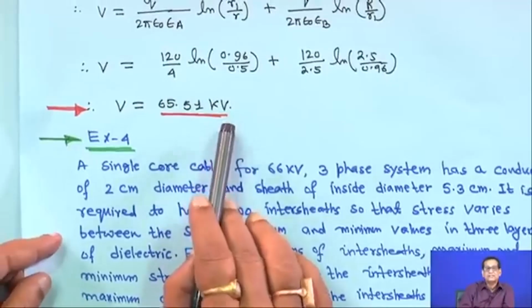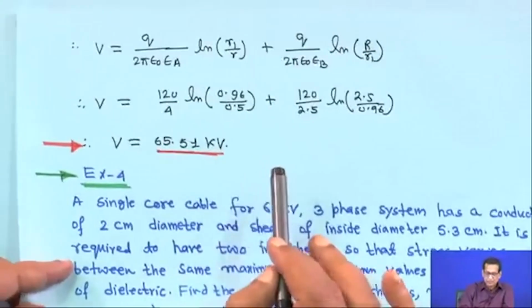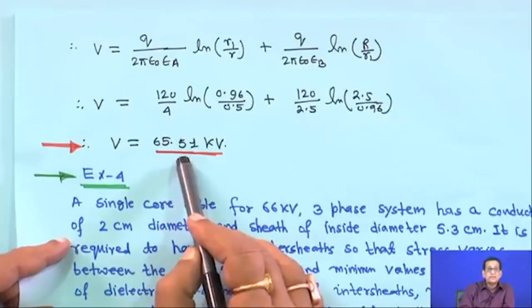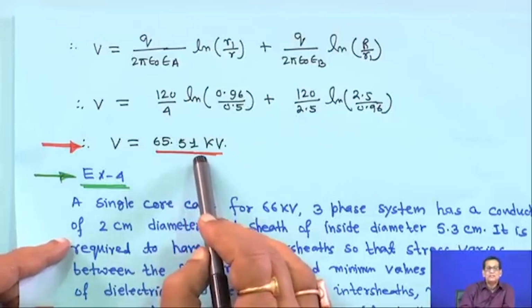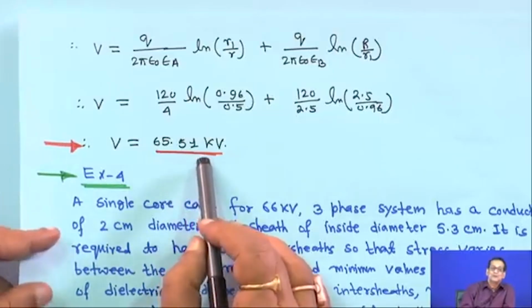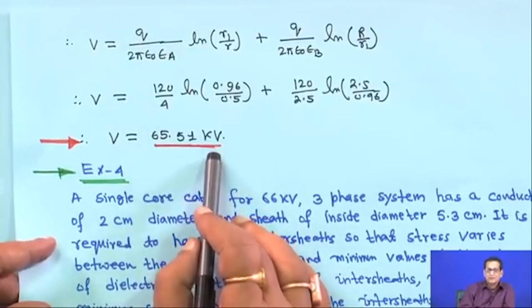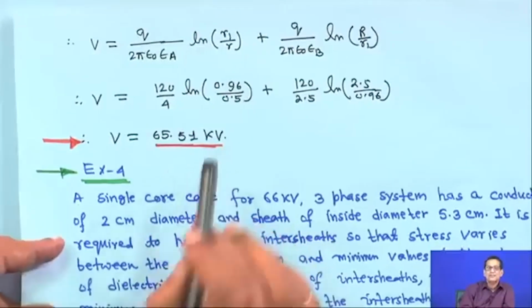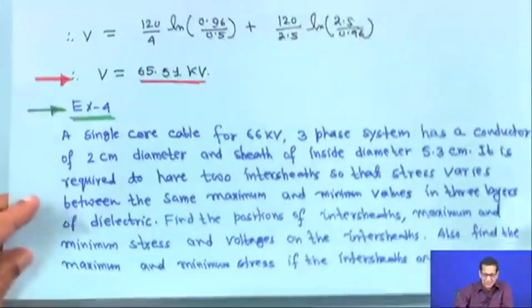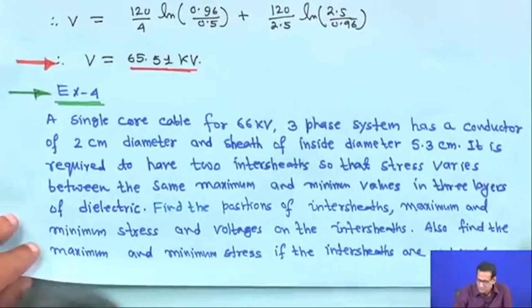This is the voltage. Now, a small question to you again: is V a line to line voltage or a line to neutral voltage? When you read this, see whether it is line to line or line to neutral, that is, phase voltage or line voltage. This is a question to you. Now, example 4.